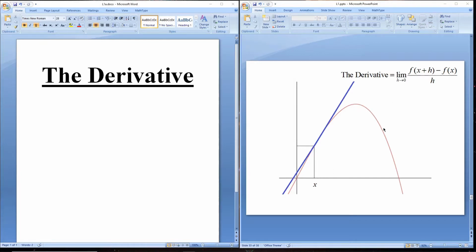And as you walk down your hill, maybe you're over here, you wonder how steep is the hill right here. That's the derivative. The derivative tells you at every point how steep that function is, what its slope is at that point.